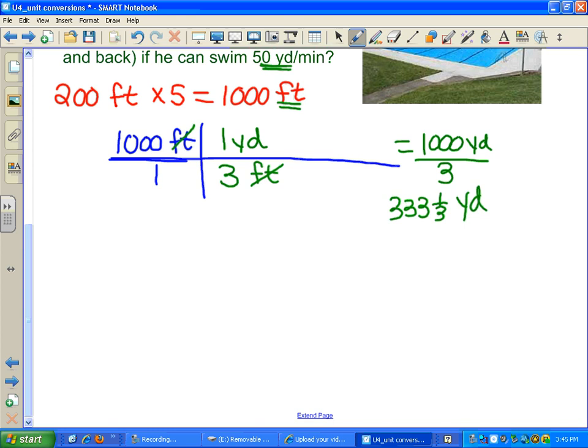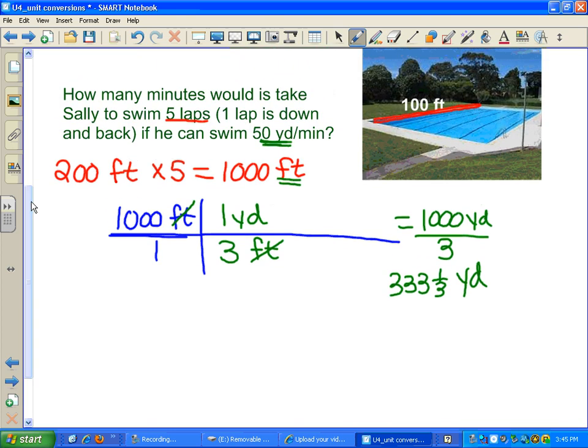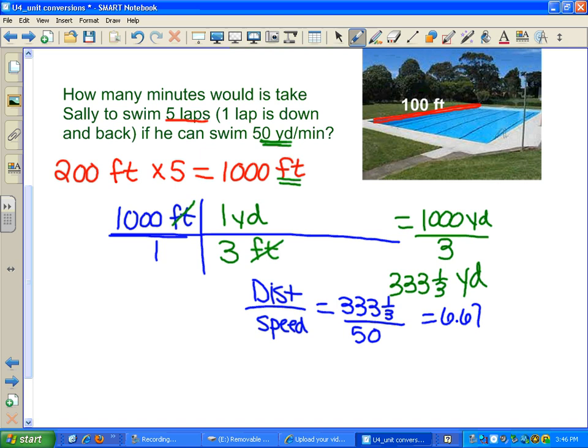So now if I want to know how long it's going to take Sally to swim that, I'm going to take the distance, and I'm going to divide it by the speed. Now that I'm talking about yards in both situations, this will be easy. I'm going to take 333 and 1/3, and I'm going to divide it by 50. And we end up with about 6.67, and my units here, since the speed is minutes, this is going to be minutes. So it's going to take her about 6 2/3 of a minute to swim.